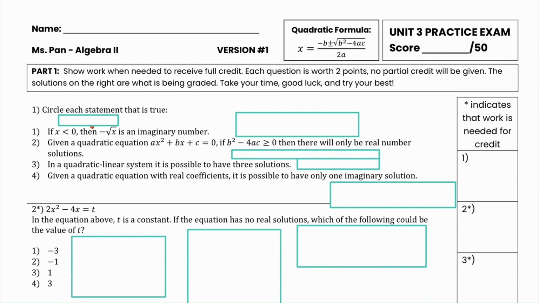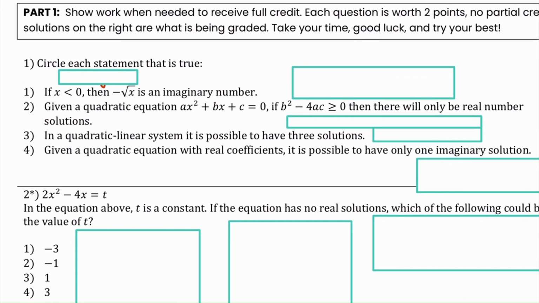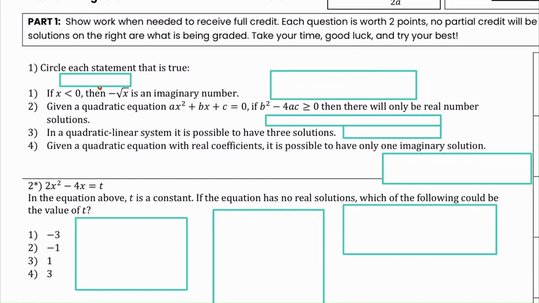So looking at our first question, we have circle each statement that is true. If x is less than 0, so we first have to interpret what that means. So if x is less than 0, that tells us that x is going to be a negative number.